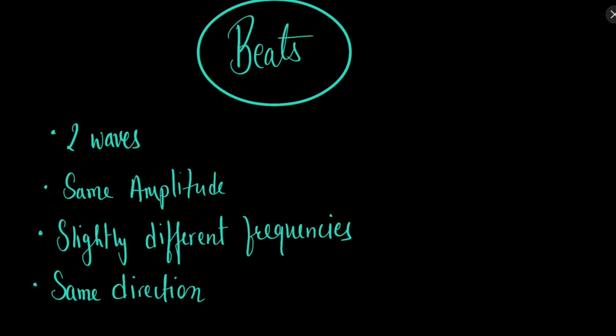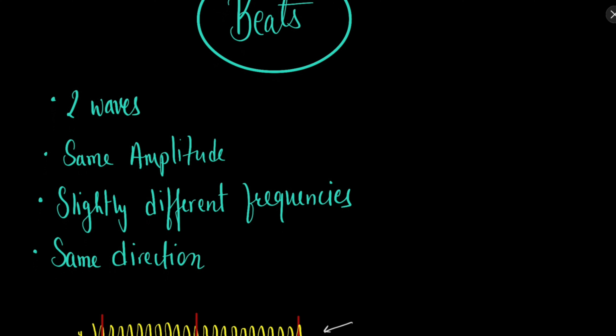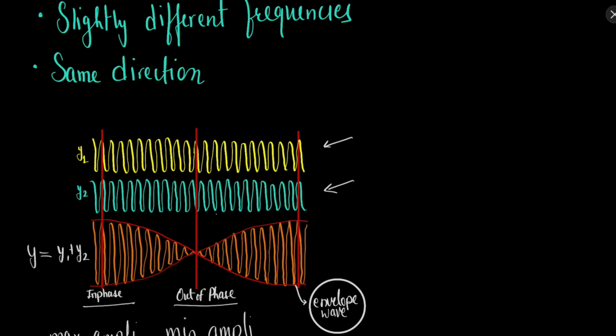So what are beats? Beats are the superposition of waves having the same amplitude but slightly different frequencies, and they are also traveling in the same direction. For example, both these waves are traveling in the positive x direction, and the resultant will also be traveling in the positive x direction.